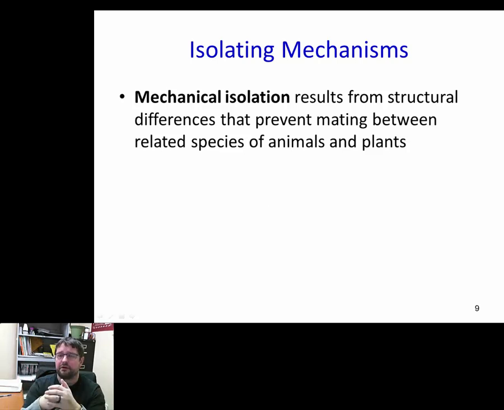Or in plants, maybe when the pollen hits the stigma, the pollen tube doesn't form correctly. Okay, there's all kinds of mechanical isolations that prevent mating. And when it comes to mechanical, it's really about pieces. Now, it might not even be the sexual reproductive parts. It could just be the size of the organism. One organism is much larger than the other, and it doesn't work. Okay?